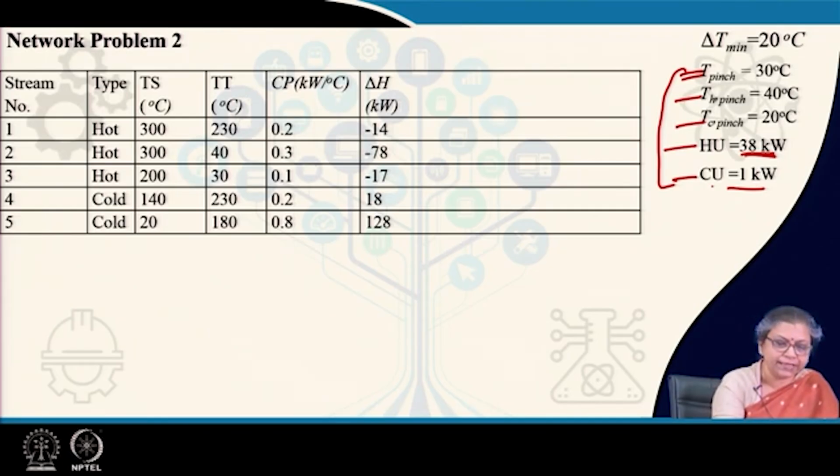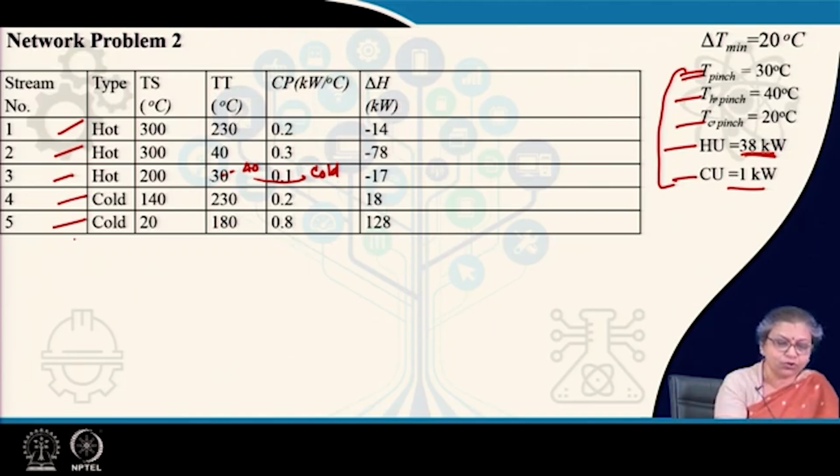So, therefore, you will find that in the hot section, this 300 to 230 will lie completely in the hot section. We will find this 300 to 40 is also going to lie in the hot section. And for this particular stream 3, you will find that from 200 to say 40 will be lying in the hot section and only a very small portion of it will be lying in the cold section. If you again see this, you will find all of these will be lying in the hot section.